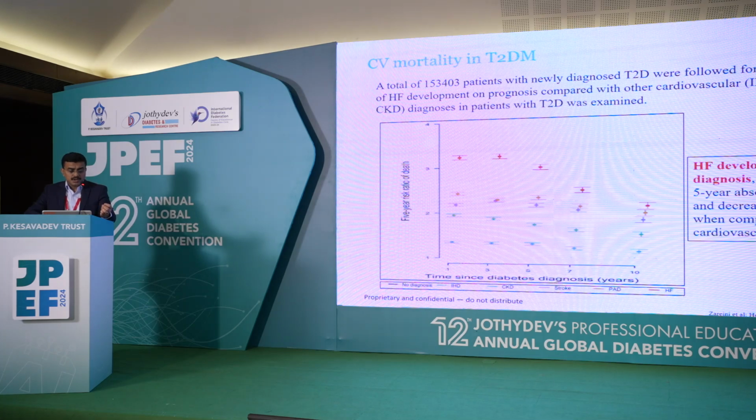CV mortality in type 2 diabetes: this data looked into 1,53,000 patients of newly diagnosed type 2 diabetes who were followed up for around 10 years, looking at the effect on heart failure development and prognosis compared with other CVD and renal parameters. It was seen that heart failure development at any year since type 2 diabetes diagnosis was associated with the highest 5-year absolute and relative risk of death and decreasing lifespan in the next 5 years.